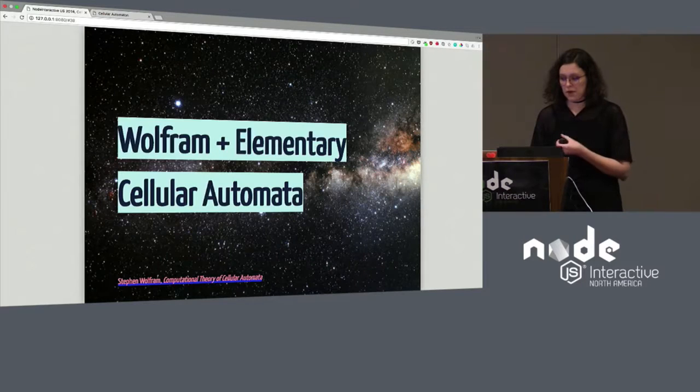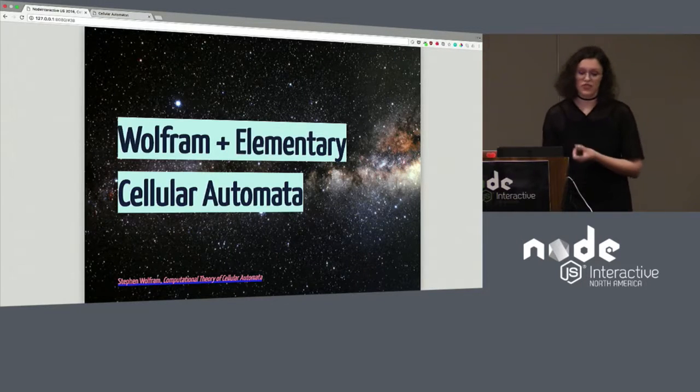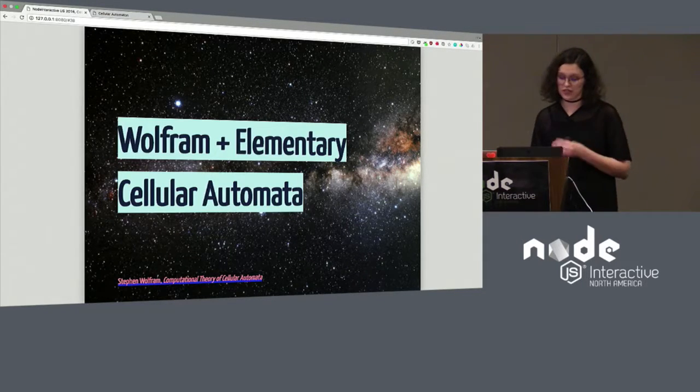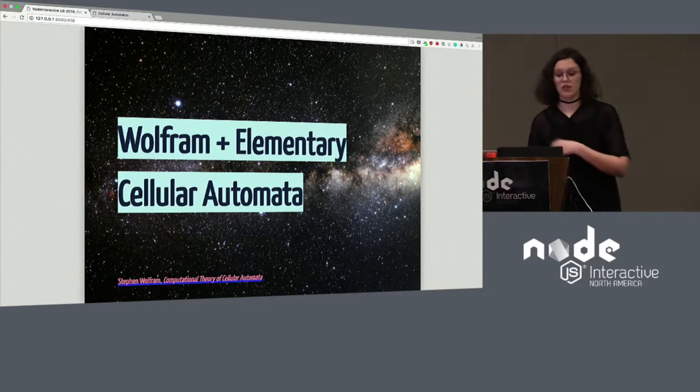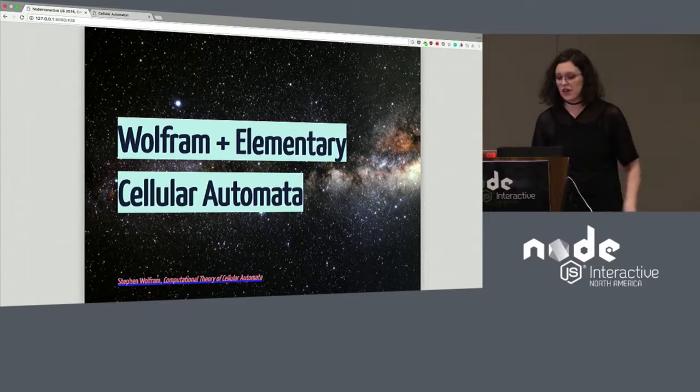But what was interesting to me, and what I initially started off with, was the elementary cellular automata and Wolfram's take on it. Wolfram is also the person behind Wolfram Alpha, if you're aware of that. But he's also put a lot of work into cellular automata. And the remainder of this talk is going to be on his initial concepts and how we look into those.